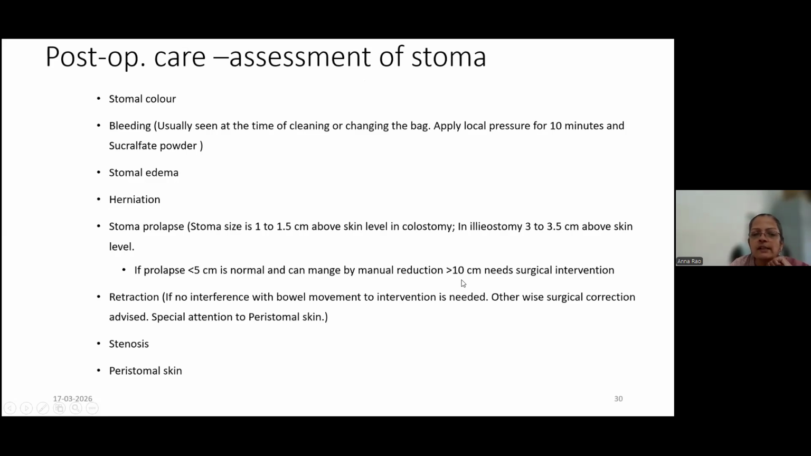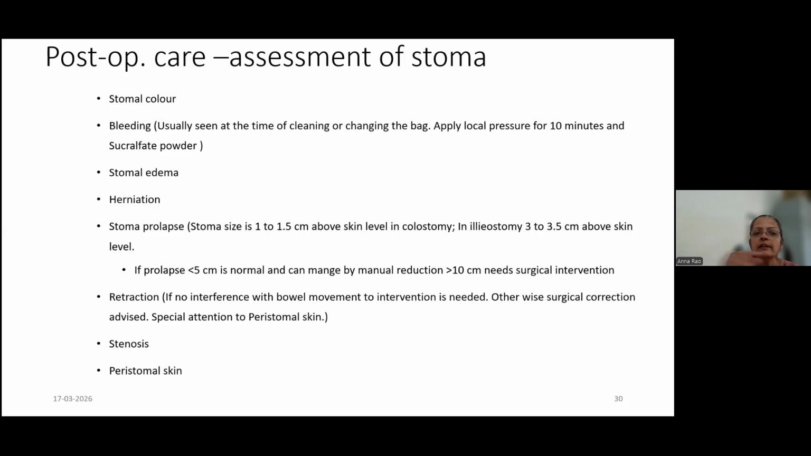About the stoma, the stomal color should be noticed. It should be pink in color. That is important. If it becomes darker in color, then necrosis has started taking place, so that needs the attention of the surgeon. Bleeding is usually seen at the time of cleaning. Slight bleeding is okay. You can compress with dressing material for 10 minutes and it should stop, or you can use sucralfate tablet powder.